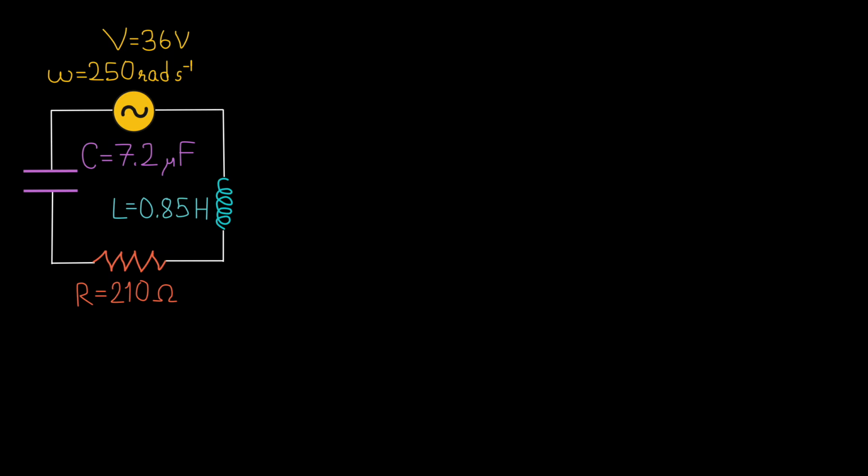We have a capacitor, an inductor, and a resistor connected in series with an AC source of voltage amplitude 36 volts and angular frequency 250 radians per second. The capacitance, the inductance, and the resistance are all given. The first question is, what is the voltage across each circuit element at t equals 23 milliseconds?